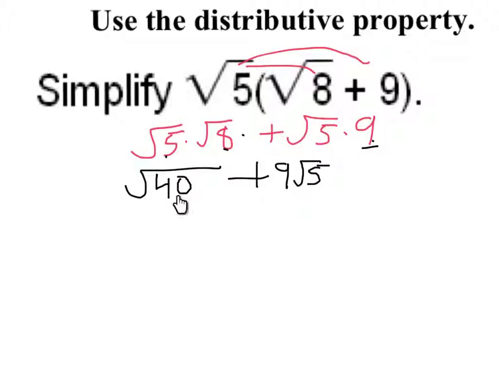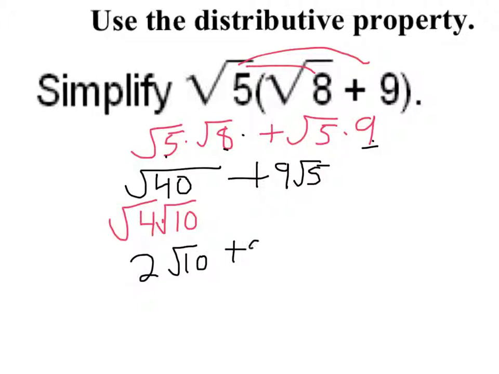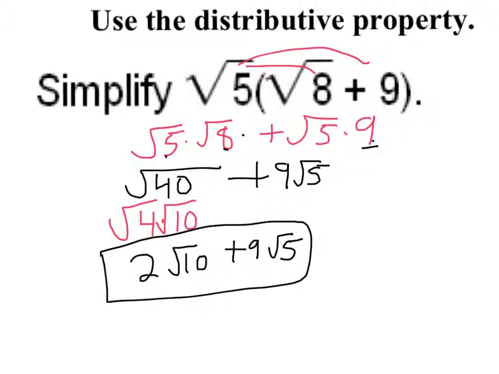We can break the 40 apart, so let's divide that by 4. 4 multiplied to 10 is the same as square root 40. So, I can break this square root 4, I can break that down to 2. So I have 2 square root 10 plus 9 square root 5. Now, I can't break this down anymore, and these do not match. So I'm done. I cannot add those together because they are not like radicals.